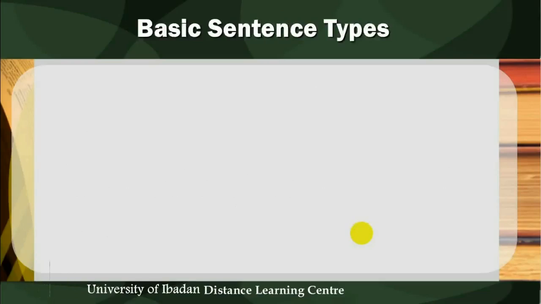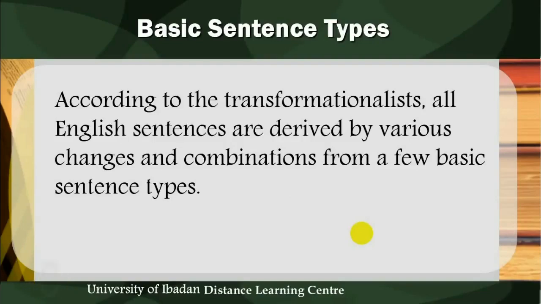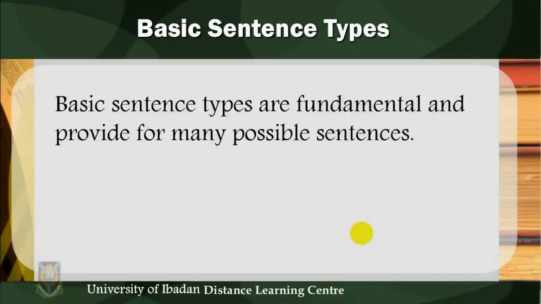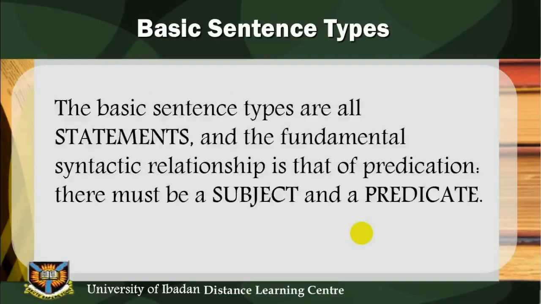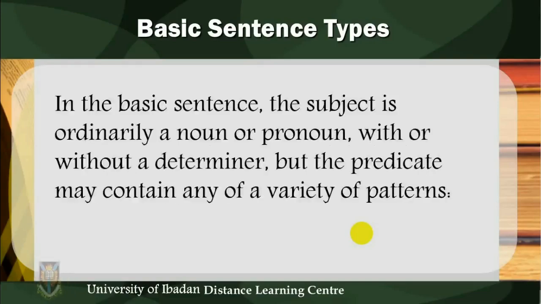Content. Basic sentence types. According to the transformationalists, all English sentences are derived by various changes and combinations from a few basic sentence types. Basic sentence types are fundamental and provide for many possible sentences. The basic sentence types are all statements, and the fundamental syntactic relationship is that of predication. There must be a subject and a predicate. In the basic sentence, the subject is ordinarily a noun or pronoun, with or without a determiner, but the predicate may contain any of a variety of patterns.